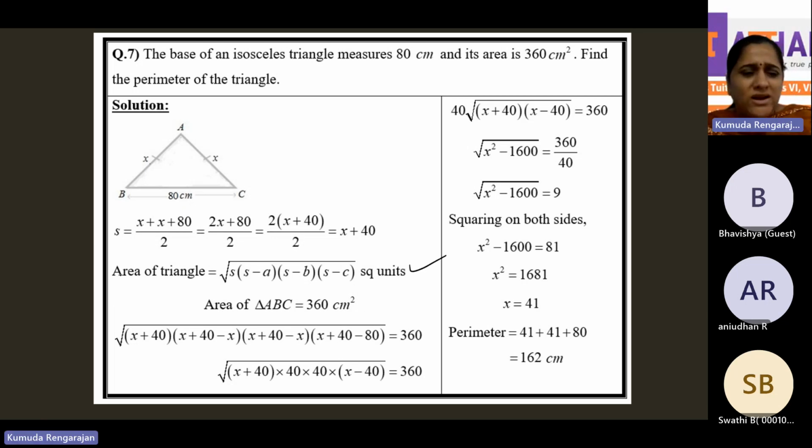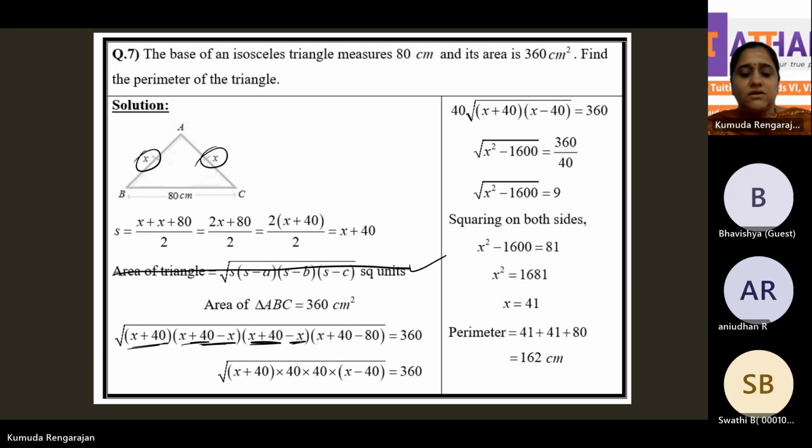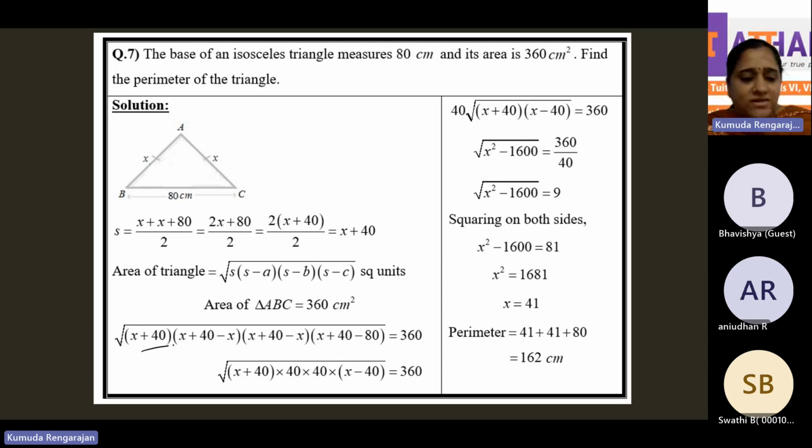Now we know that this is the formula to find the area. If you want, you can write this or you can ignore this step. Now the area is given to be 360. That means root of s into s minus a, this is a, into s minus b, into s minus c, is equal to 360. Now simplify. After substituting, simplify. This x plus 40 stays as it is. Are you all watching carefully?